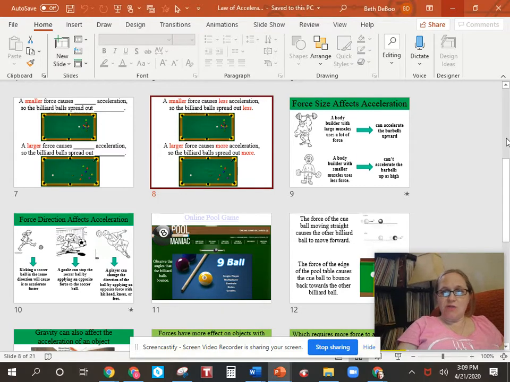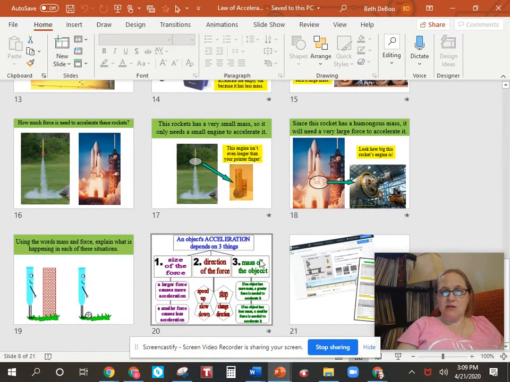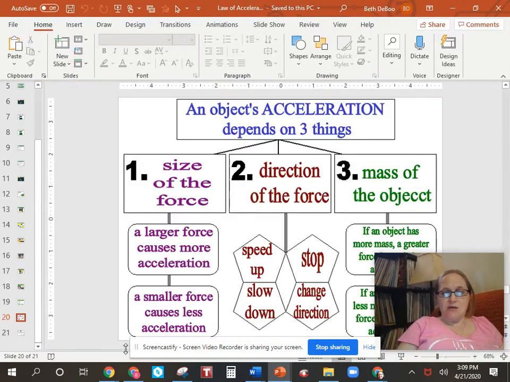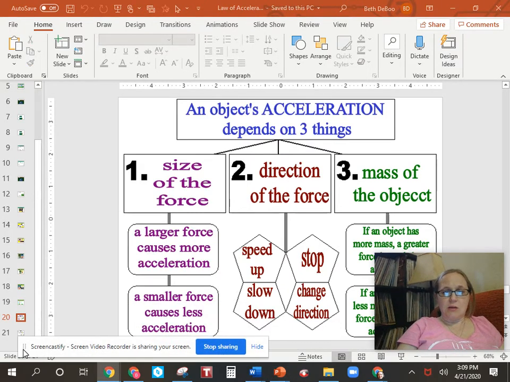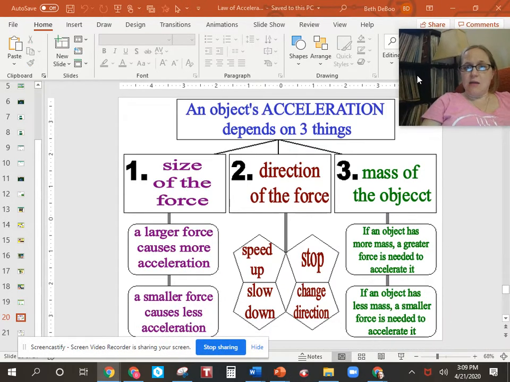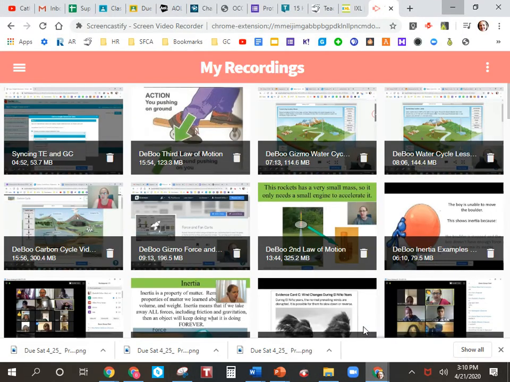Okay, so there's a few things that we want to keep in mind, and I'm going to look at this very last slide that we did in your notes. We can see there are three things that affect the acceleration of the object: the size of the force, the direction of the force, and the mass of the object. So this is a great slide to come back to when you're doing your IXL and to refer to, so that you're practicing well. Okay, so I'm going to open up my IXL and let's look at some of the questions that we have.